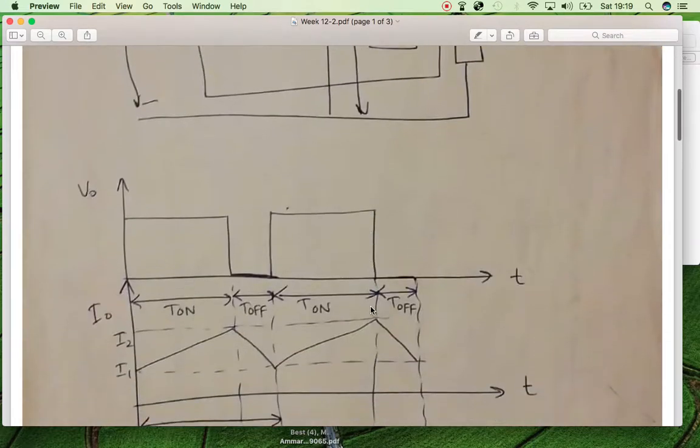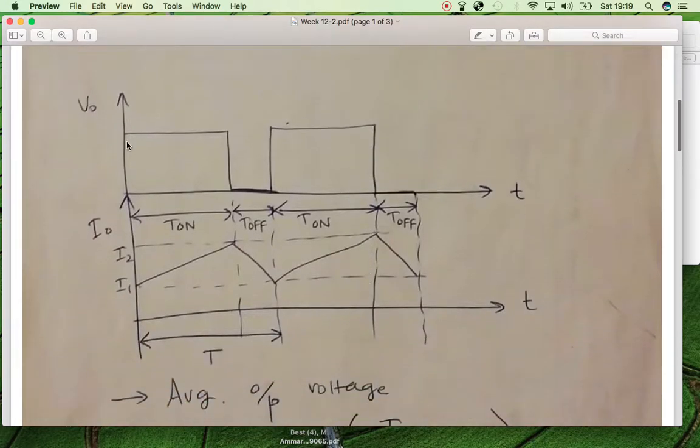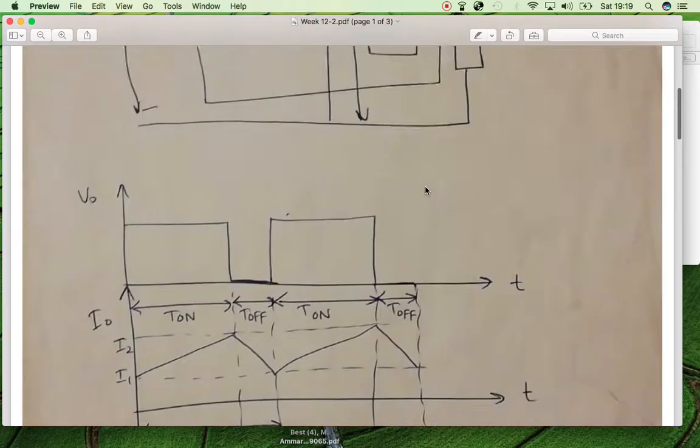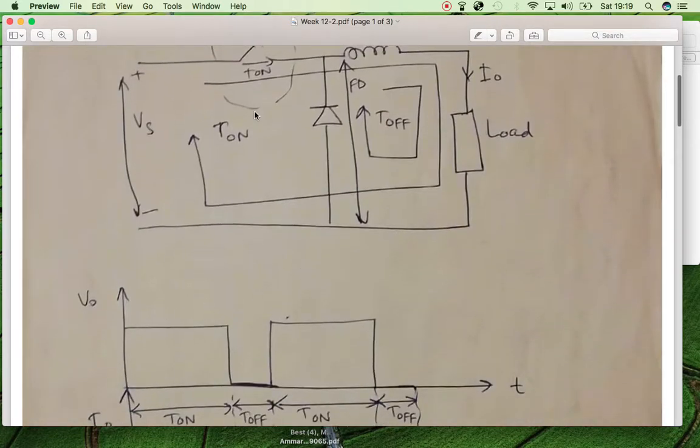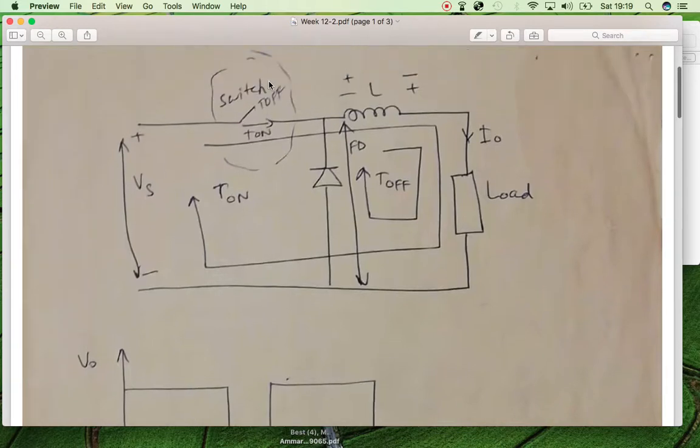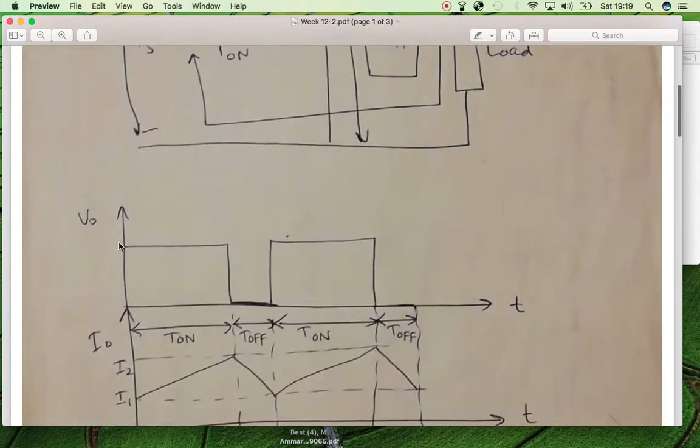So let's see the waveforms. If we see at the output side over here, what is the voltage when the switch is closed, what is the voltage on the side of the load? You can see that the supply voltage will be appearing on the load during the on time, and when the switch is open, there is no voltage appearing across the load.